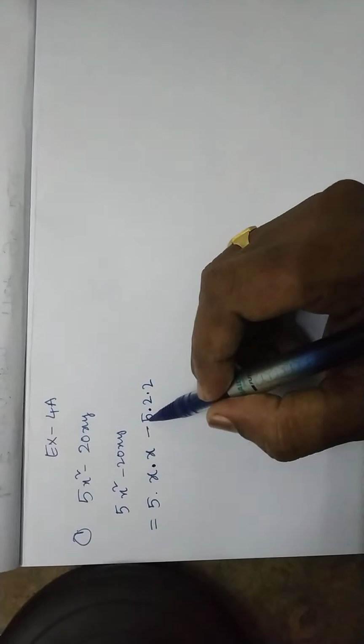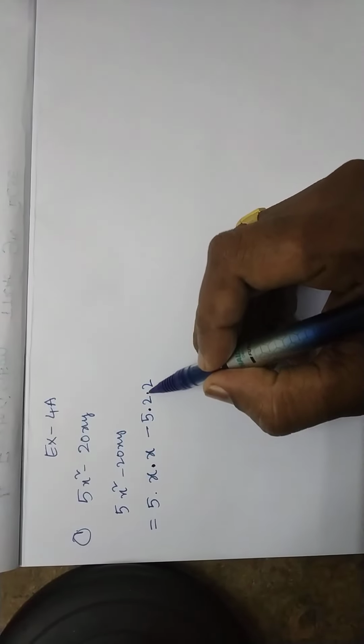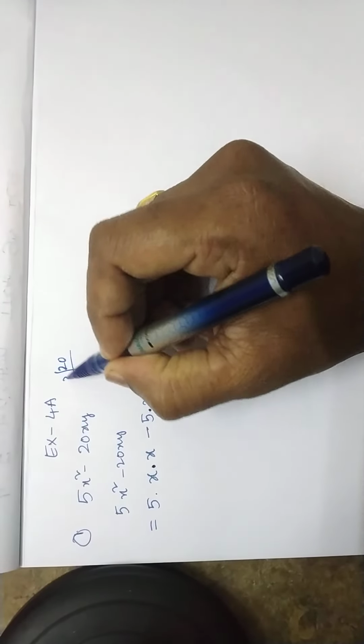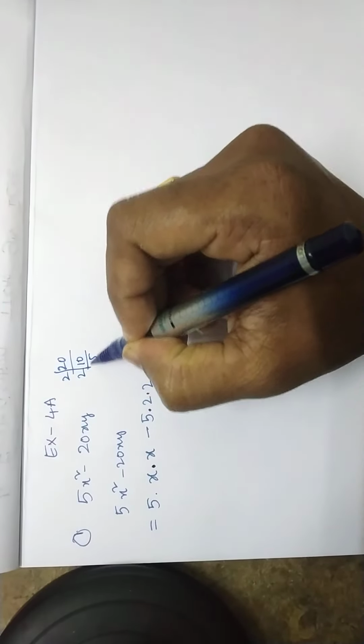Why? 5 twos are 10, 10 twos are 20. You need to factorize actually. 20, how can you factorize? 2 tens are 20, 2 fives are 10, 5 ones are 5.